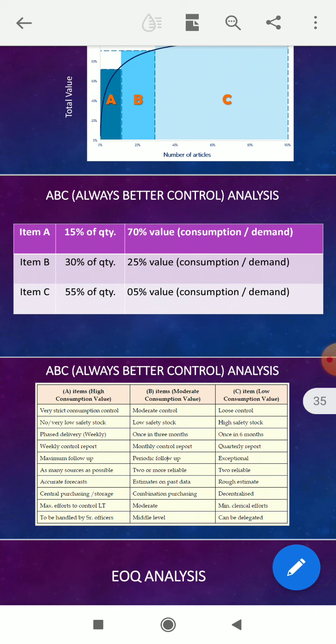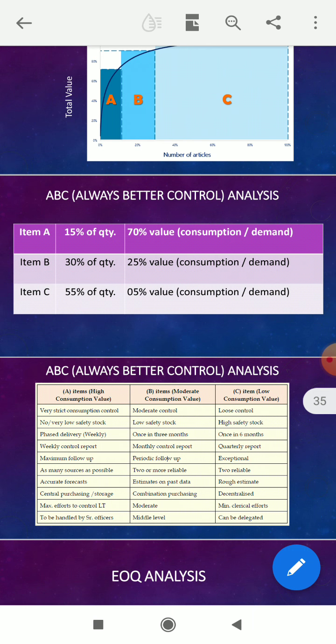First one, A. Very strict consumption control. Very low safety stock. Paced delivery. Weekly control report. Maximum follow up. As many sources as possible. Accurate forecast. Central purchasing or storage. Maximum effort to control, to be handled by senior officers.